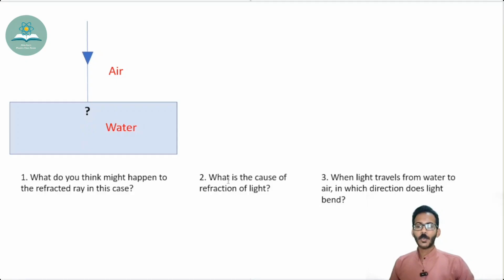Next is, what is the cause of refraction of light? Why does refraction take place? When light travels from water to air, in which direction does the light bend? Will it bend towards the normal or away from the normal? Keep in mind that the light is traveling from water to air, the opposite of what we have seen. So will the light bend towards the normal or away from the normal?